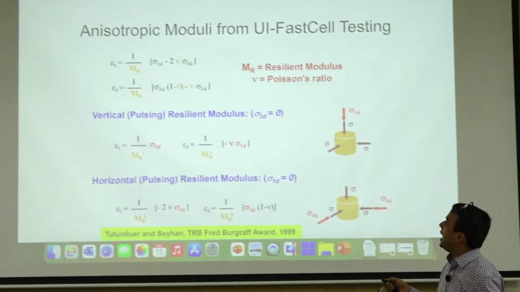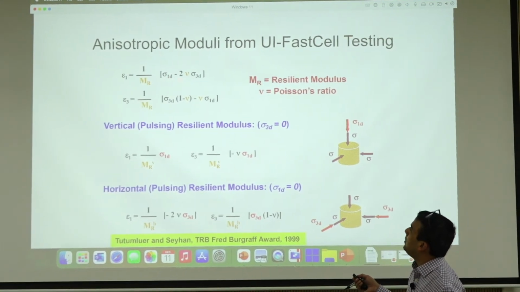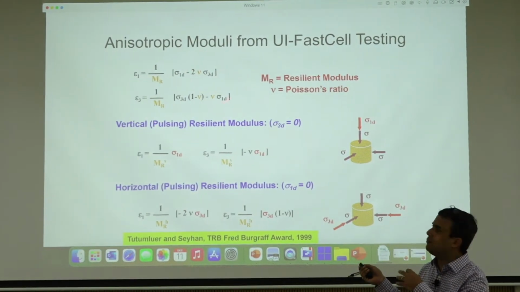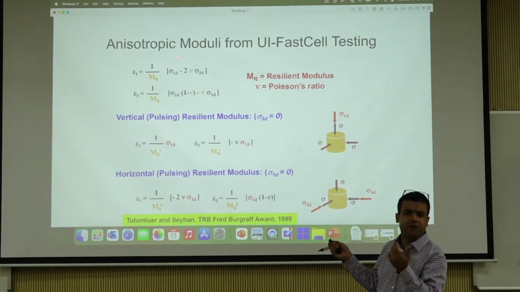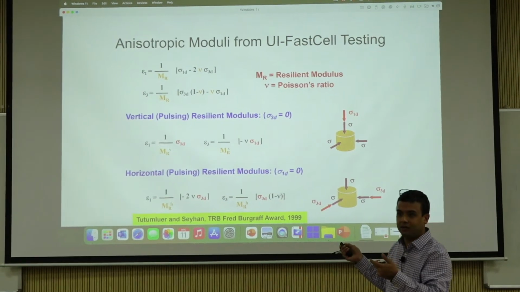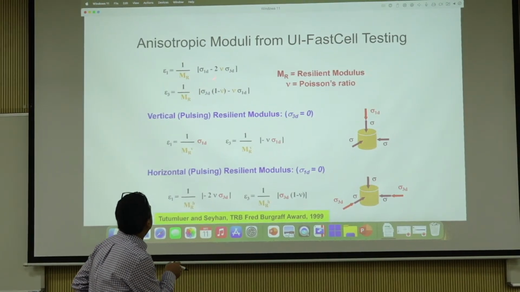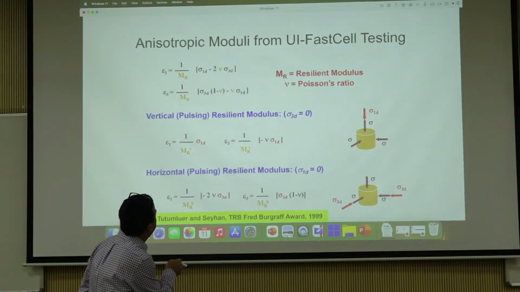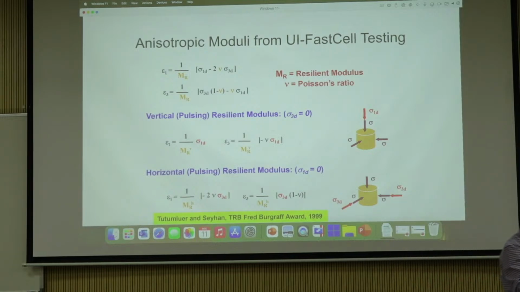This is the science behind it, folks. Epsilon 1 is 1 over MR times sigma 1d minus 2 times nu sigma 3d. Do you remember this? What formula is this called? What law is this? Poisson's effect, but what law is this? Hooke's law. This is Hooke's law, right? This is what you have seen. So epsilon 3 is 1 over MR times sigma 3d times 1 minus nu, minus nu times sigma 1d. Now look, there is a d in both directions, right?